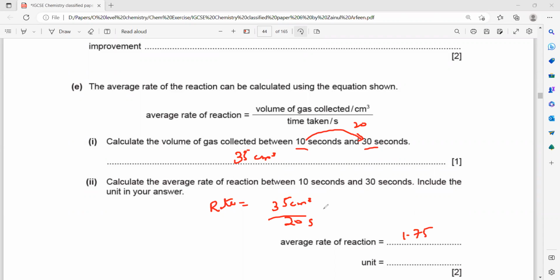And the unit: because the volume collected was in centimeter cube and the time is in seconds, the unit will be centimeter cube per second. If it was a change in mass, then it will be grams per second.